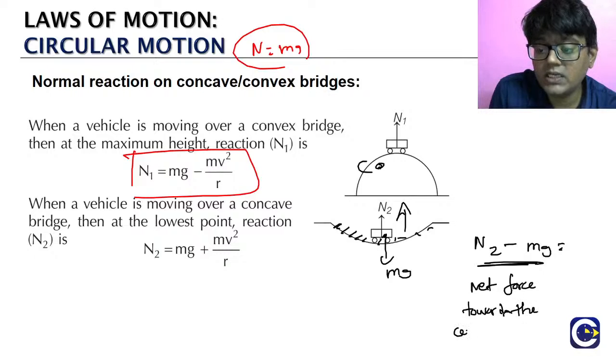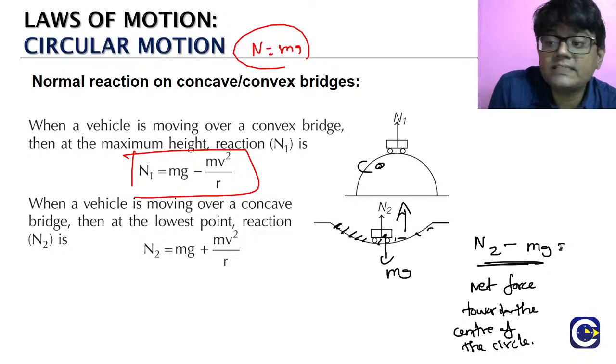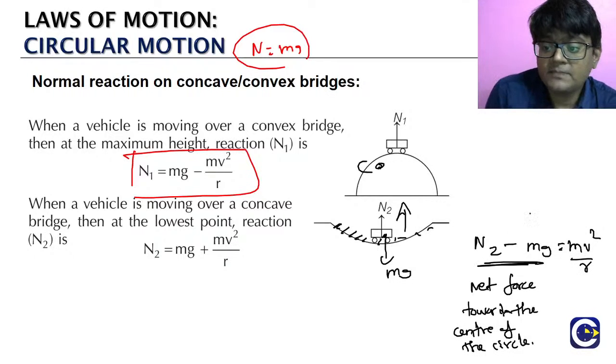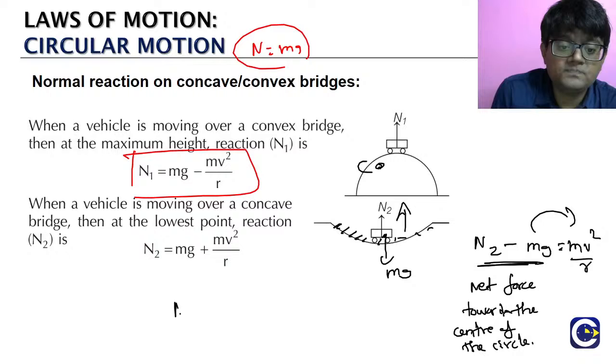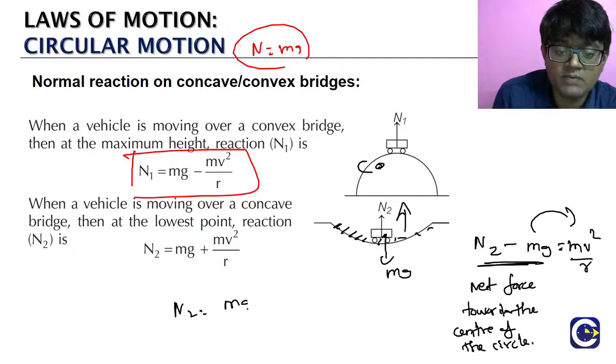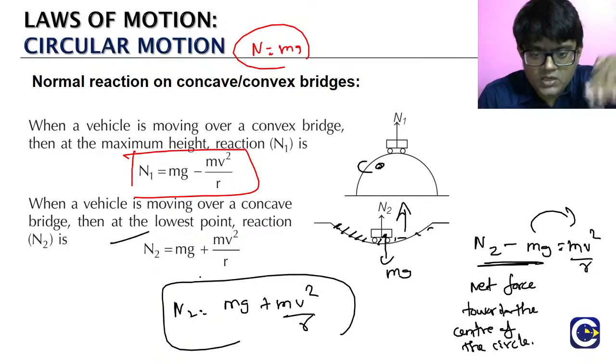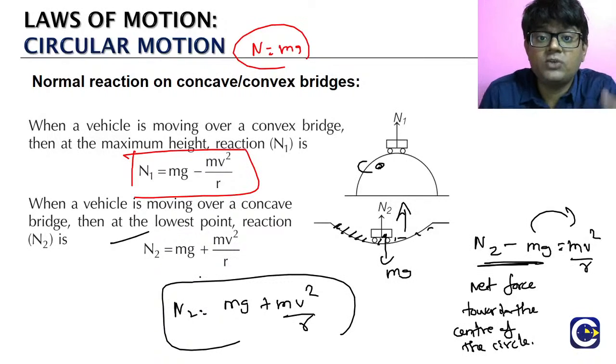So N2 minus mg is equal to mv square by r. What is the N2 value? The minus mg on the left side becomes plus mg on the right side. So N2 is mg plus mv square by r. Look, the normal reaction is more than the mg value. So when you go onto the concave type of bridge, you will feel that your weight is higher.